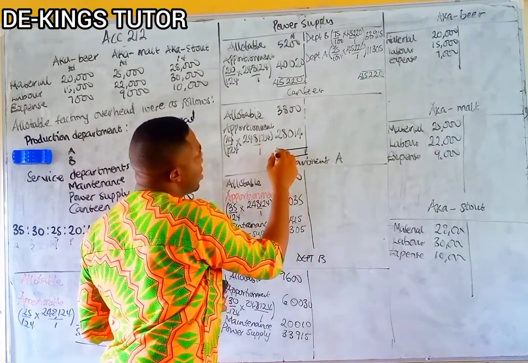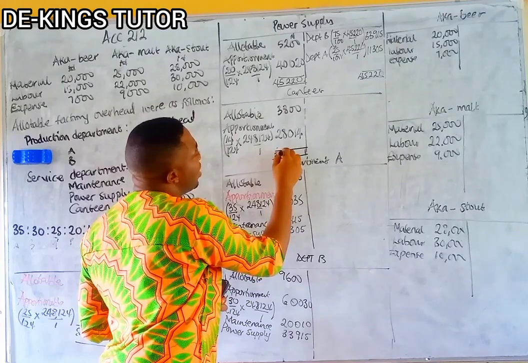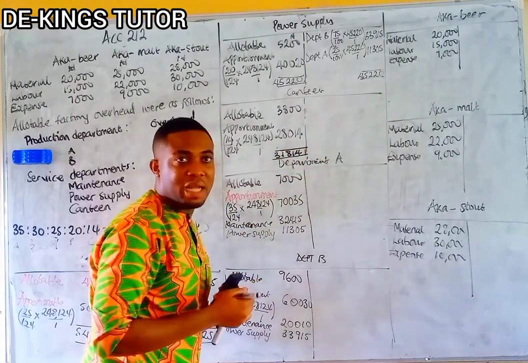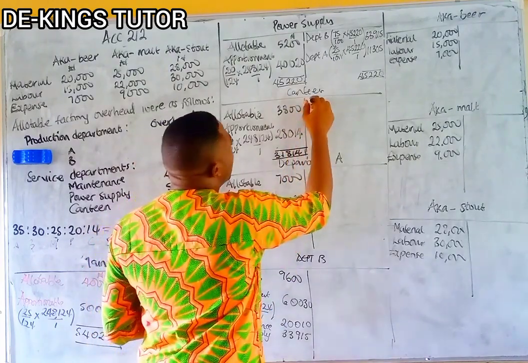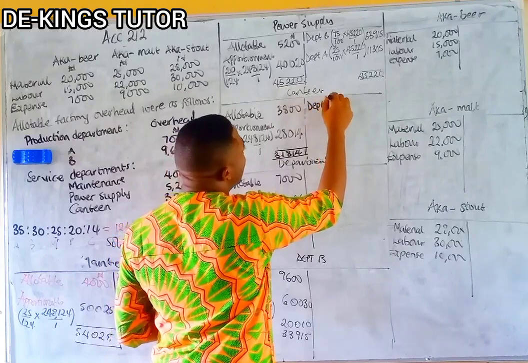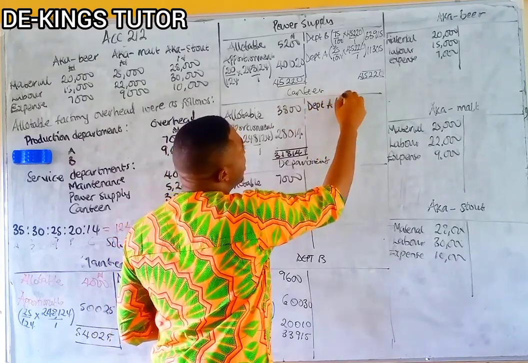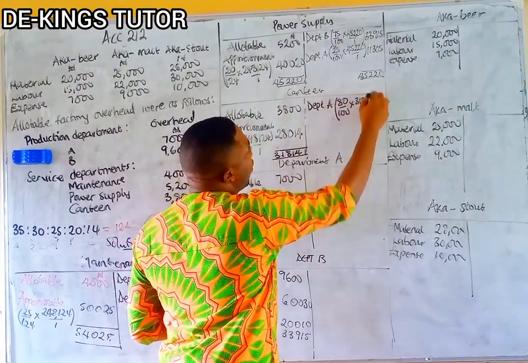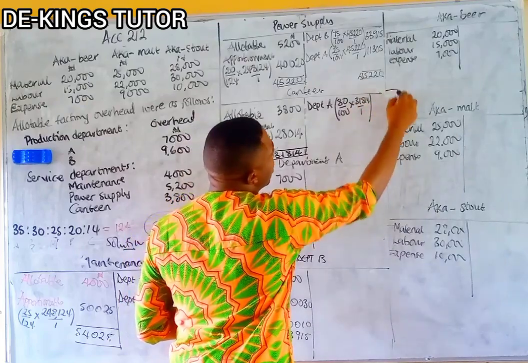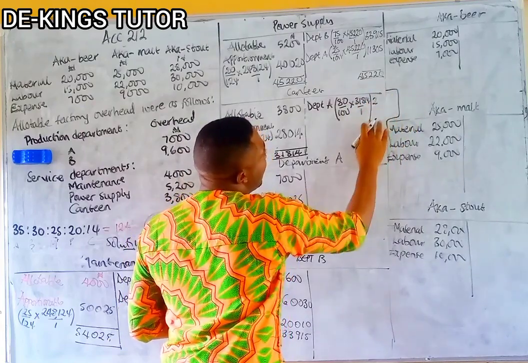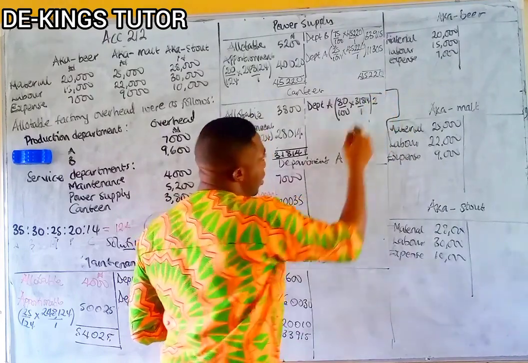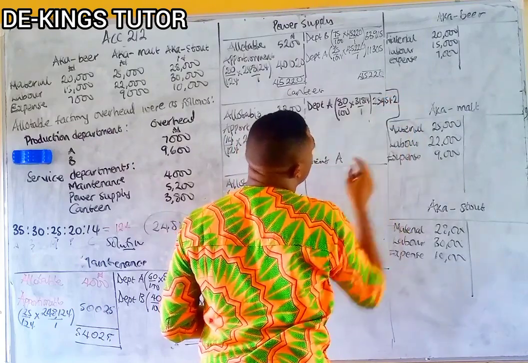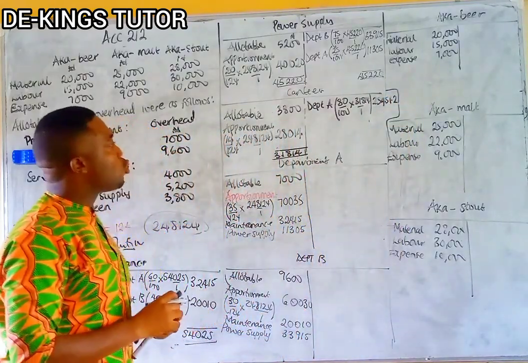So help me. 31814. Right? Okay? So now department, is it A or B? A. They said 80%, right? So that's 80 over 100 times this, 31814. What do we have? 25451.2. Department A.